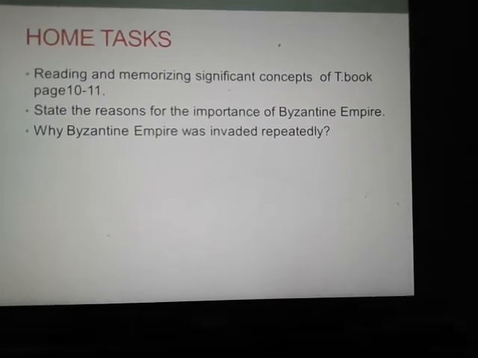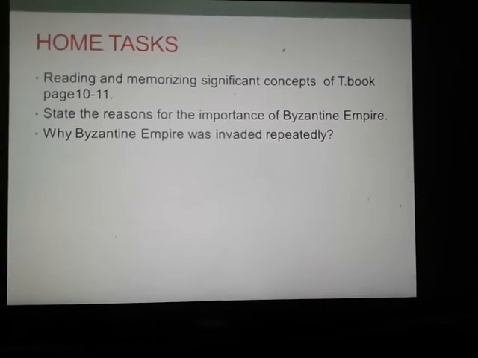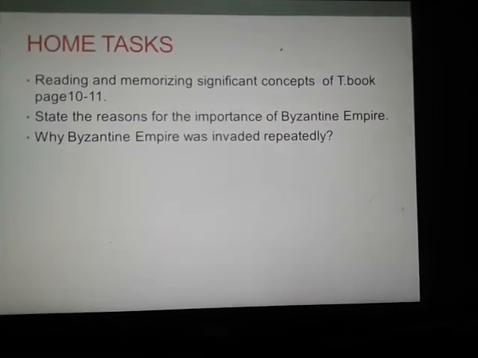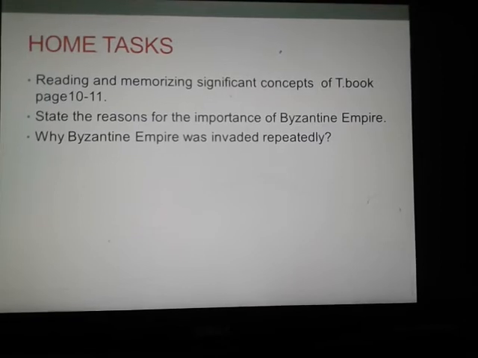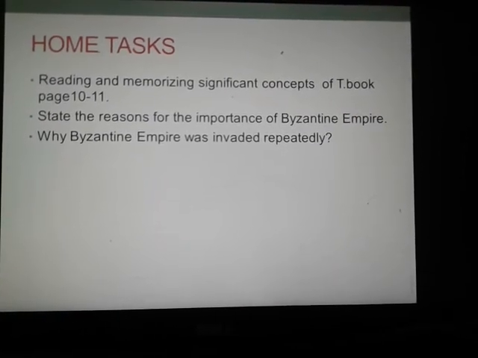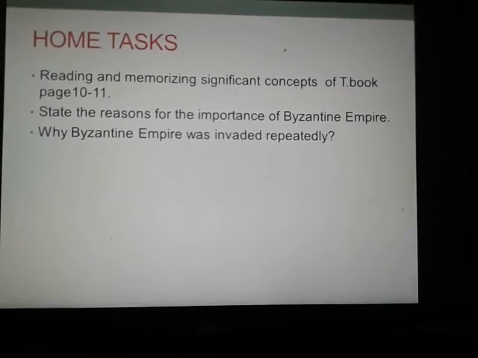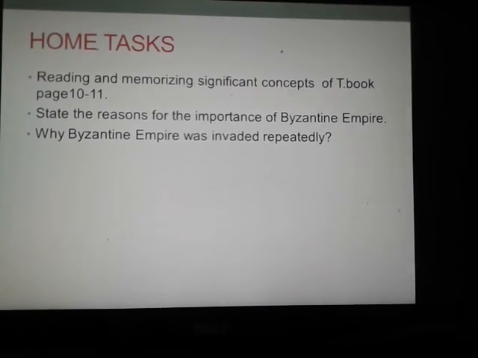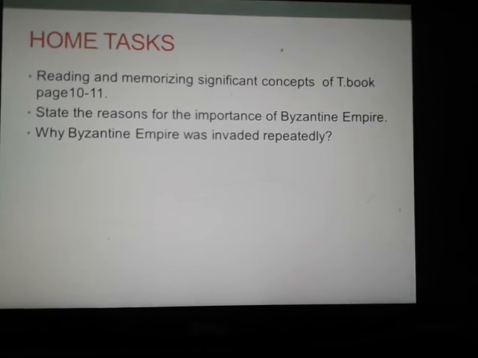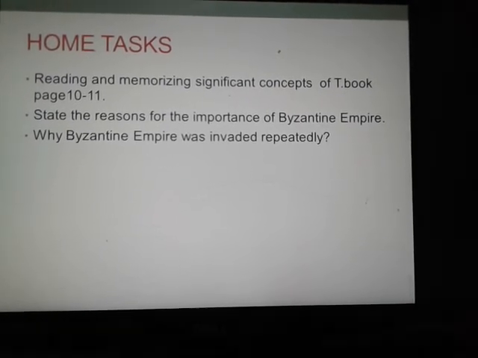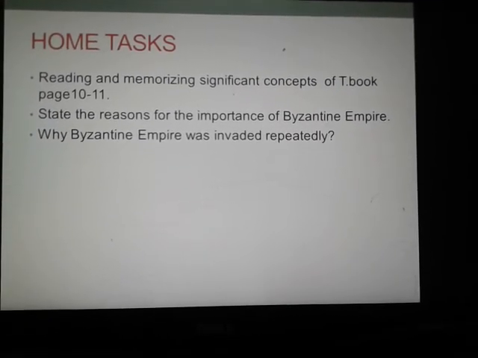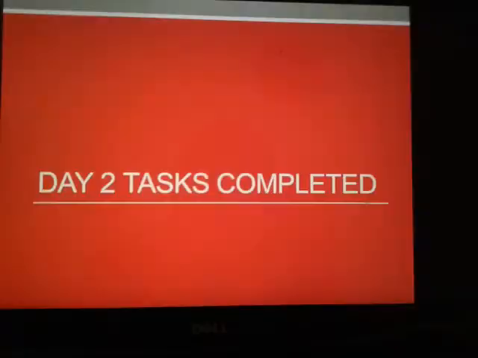Now it's time to share the home tasks for day 2. Reading and memorizing significant concepts of textbook pages 10 to 11. State the reason for the importance of the Byzantine Empire. Why was the Byzantine Empire invaded repeatedly? You have to write the questions and answers on loose sheets.